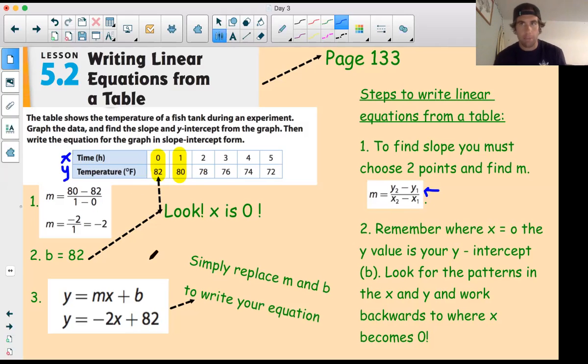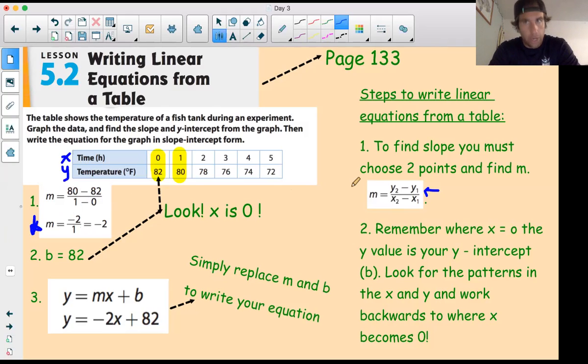And they just did basic math here. You can leave your answer as a fraction, or you can make it a whole number if it does come out to divide into a nice whole number. Now, 80 minus 82 is negative 2. 1 minus 0 is 1. When you divide negative 2 over 1, you get negative 2. So there's your slope. Your slope is negative 2. M is negative 2 by choosing those 2 values, subtracting, and using the formula, which was right here, okay?